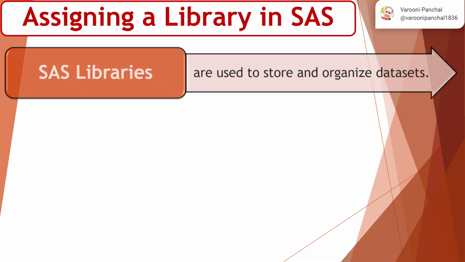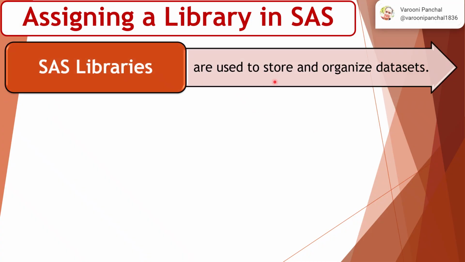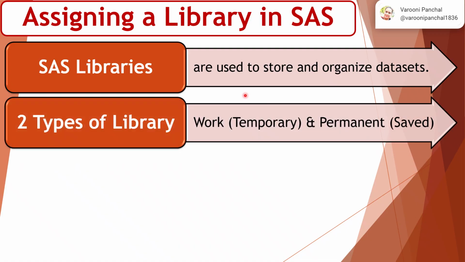Assigning a library in SAS. Now SAS libraries are used to store and organize data sets. There are two types of library, work and permanent. Work is a temporary one, and permanent is the saved one, which is a physical path that you have assigned to your location, to your C drive or a D drive. So that is the permanent.